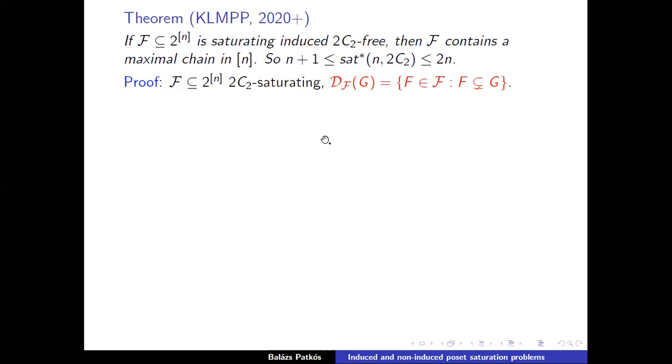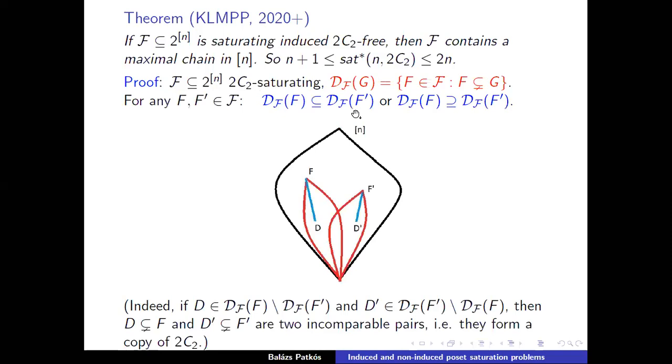So why is it meaningful? Because the fact that a family is 2C2 free, that it doesn't contain an induced copy of two comparable pairs, can be described using these downsets. We claim that if we have an induced 2C2 free family, and we take f and f prime in the family and look at their downsets, then either one contains the other or the other contains the first one, or, of course, they can be the same, and then both contain the other.